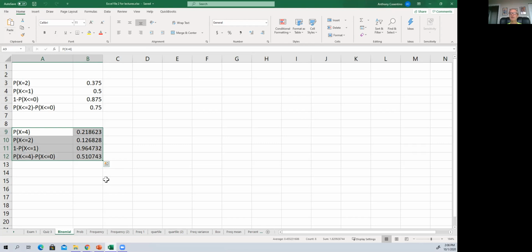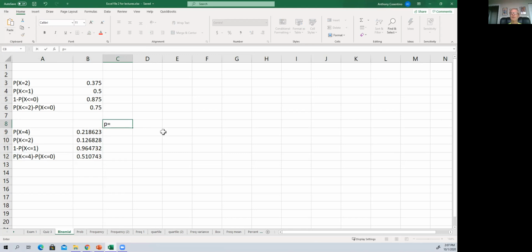Let me show you how you could do it if you just have your spreadsheet handy. Again, just to make sure we have the right numbers, we have P equals 30%, which would be 0.3, and we have N equals 15. Okay, so what's the mean? Well, the mean is N times P. So you could do equals 15 times 0.3, and the mean would be 4.5.